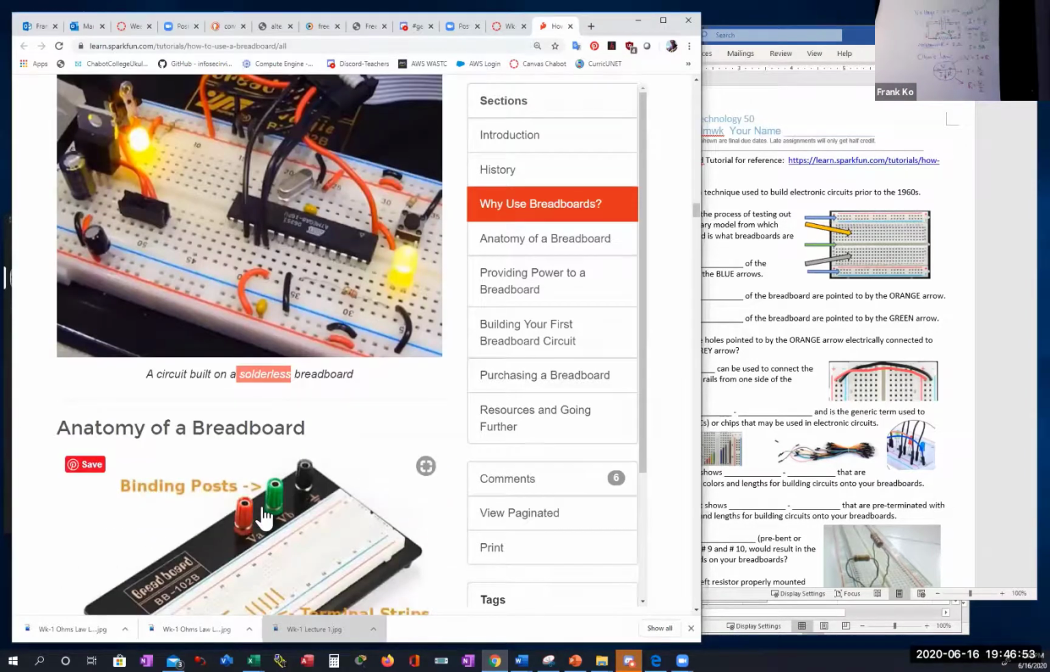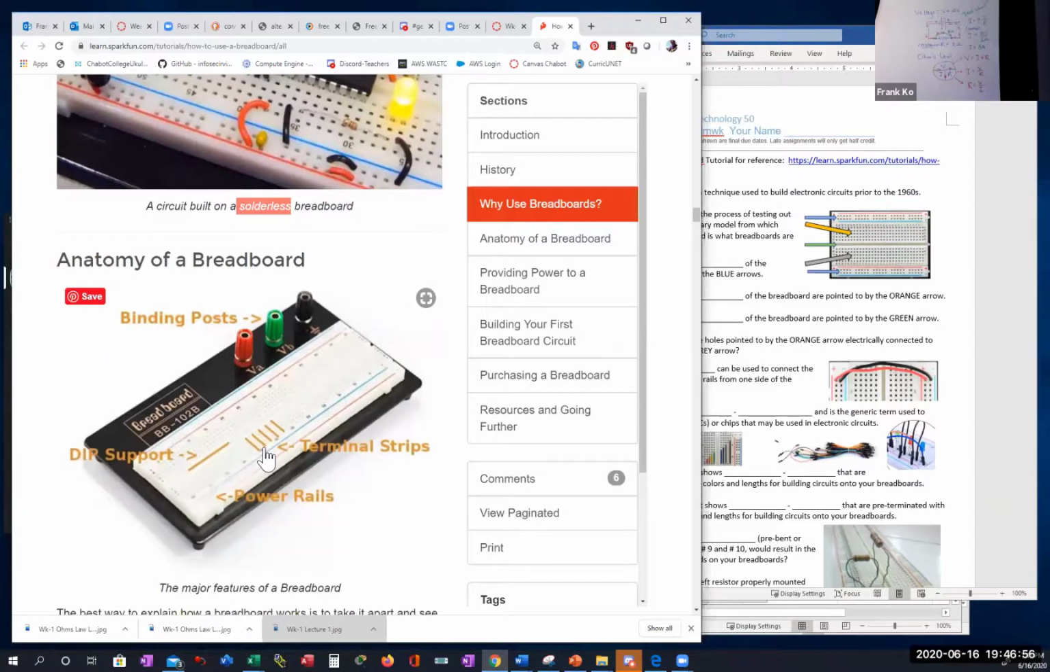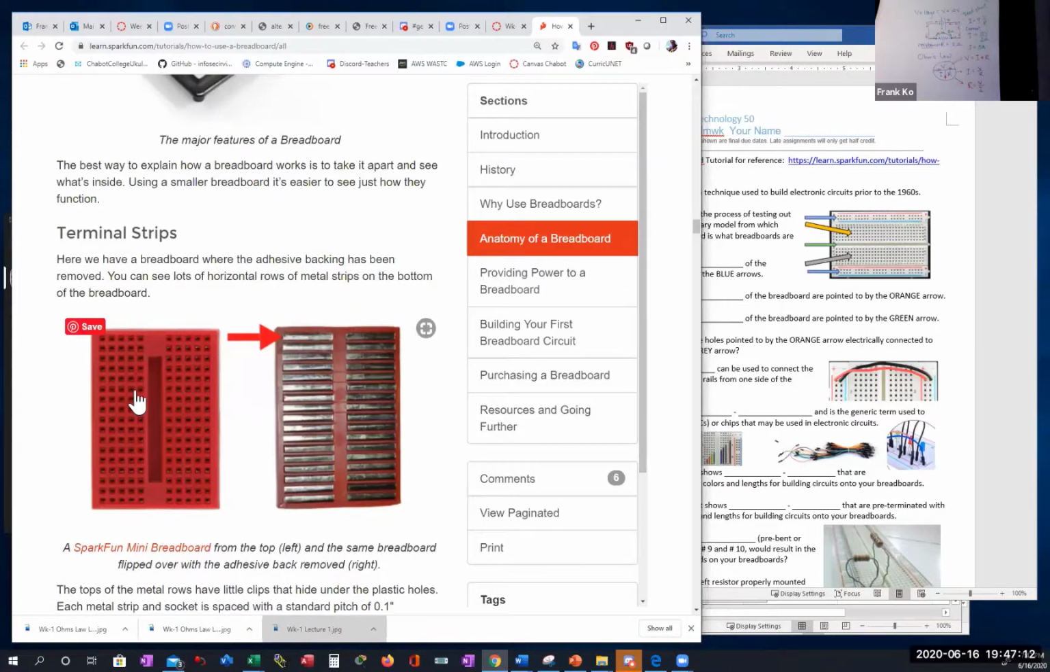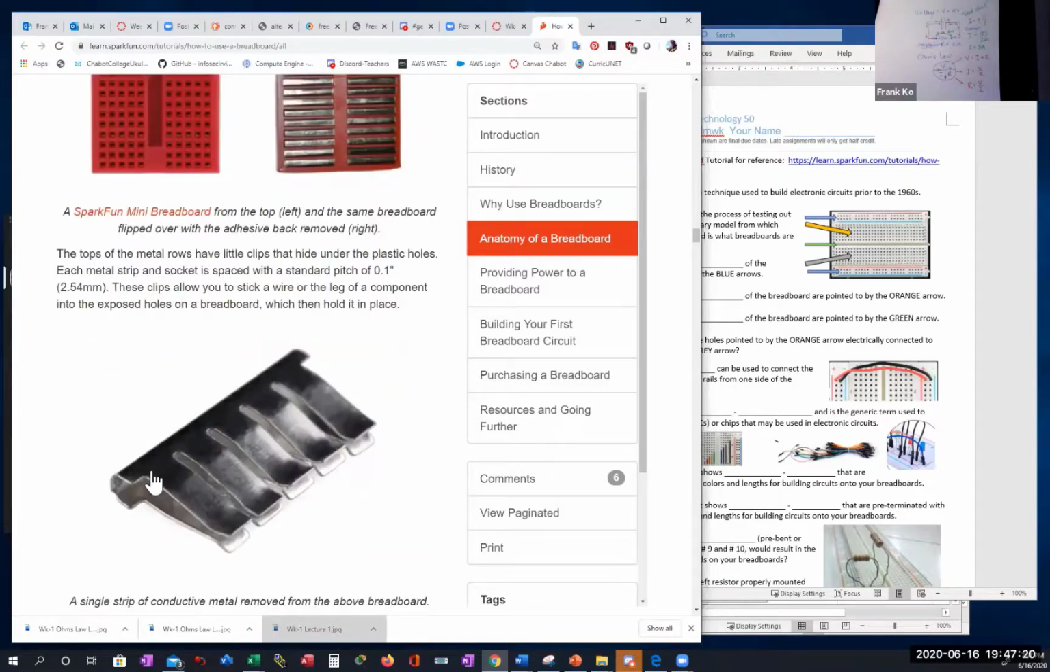Anatomy of the breadboard, these are called power rails. These parts in here are called terminal strips. Your dip support is this groove, because that's the channel that you're going to be putting your chip across. And some breadboards have binding posts. The terminal strips, this is what you see on the top of the board, but underneath the board there happen to be these metal strips. These metal strips have a nice spring clip. This is the anatomy of the actual clip itself. So the wire that comes in through these holes will make contact in between these two tines of the clip.